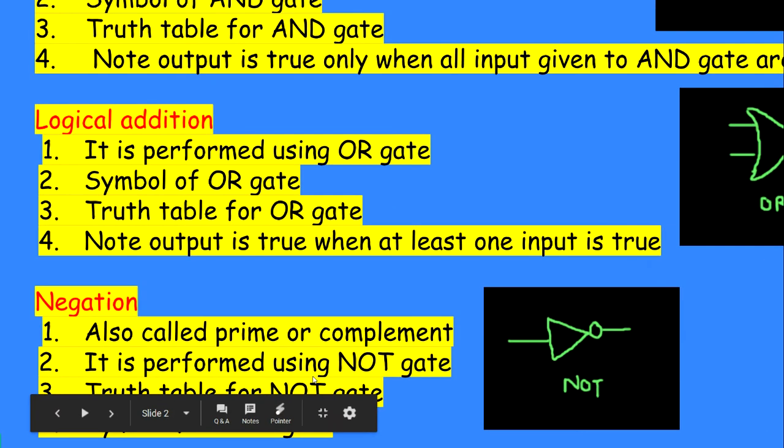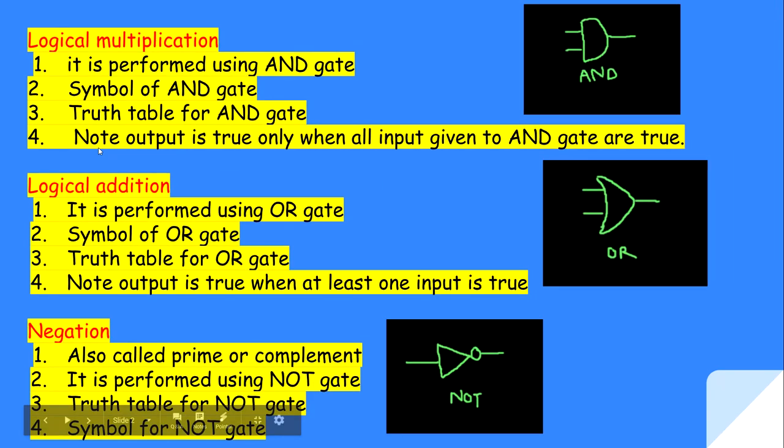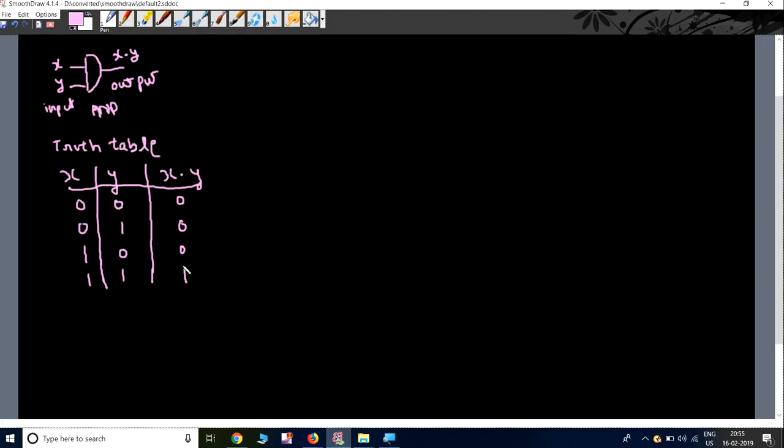Let me open this slide for you guys. In the fourth point, note the output is true only when all inputs given to the AND gate are true. So for this fourth combination, both x and y have the value true or 1, so the output is also true. But for the rest of these three combinations, since not all the inputs were true, the output given by the AND gate was false.